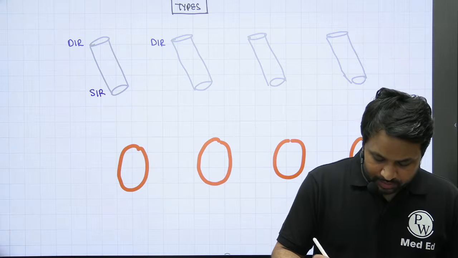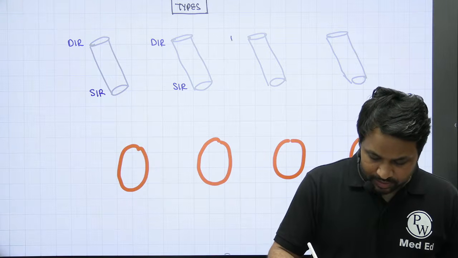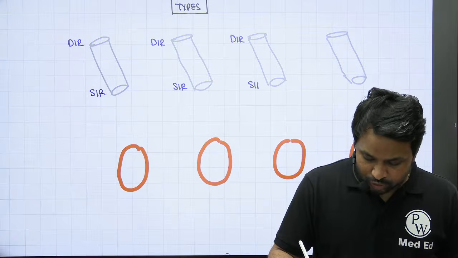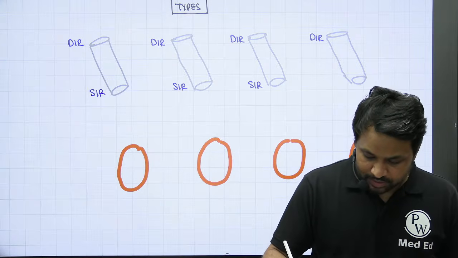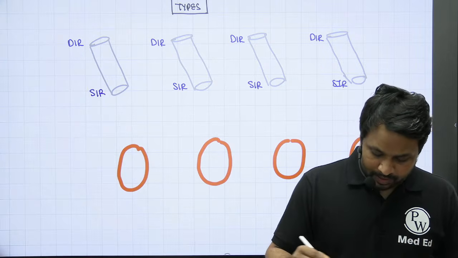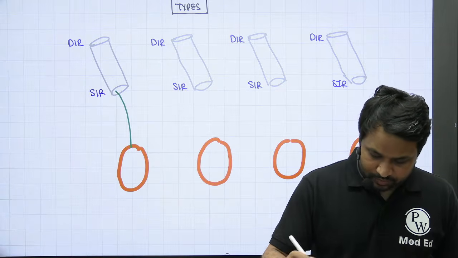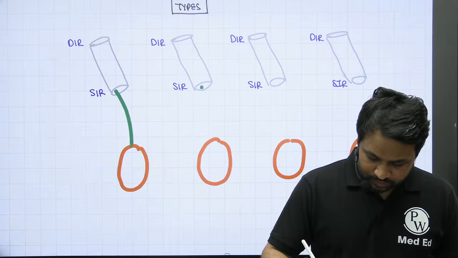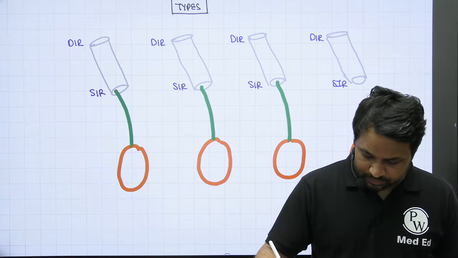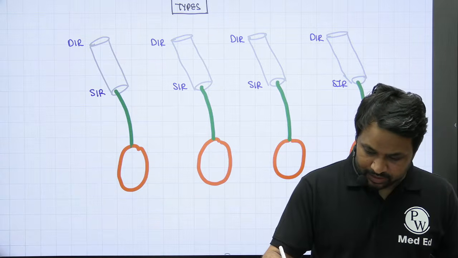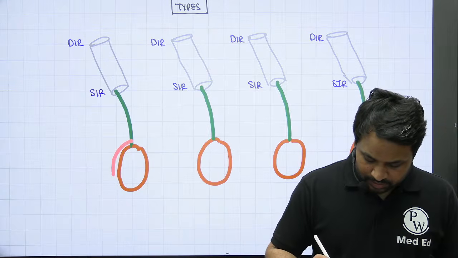This is your deep inguinal ring, and this is your superficial inguinal ring, deep ring as well as superficial inguinal ring. Now you see this is how the cord is going to be present. So this is the vas deferens. This is the vas deferens that is present. And then this covering is what we call the tunica vaginalis.